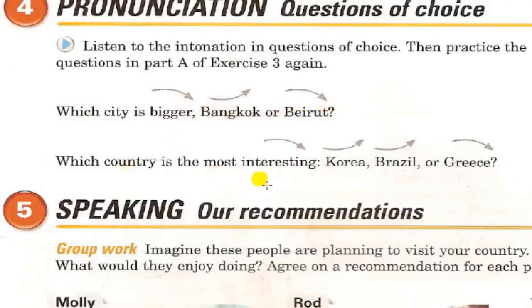Which country is the most interesting? Korea, Brazil, or Greece? So sound here up, up, or down. Which country is the most interesting? Korea, Brazil, or Greece? Sound is up, or sound is down. Before or, sound is up. After or, sound is down.